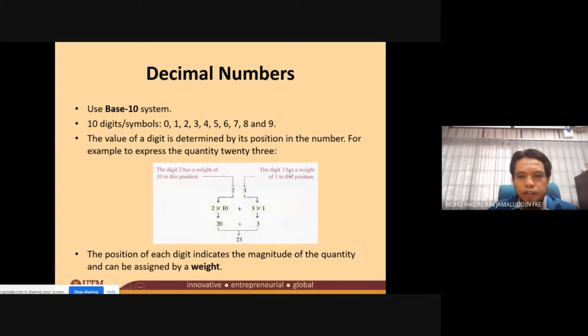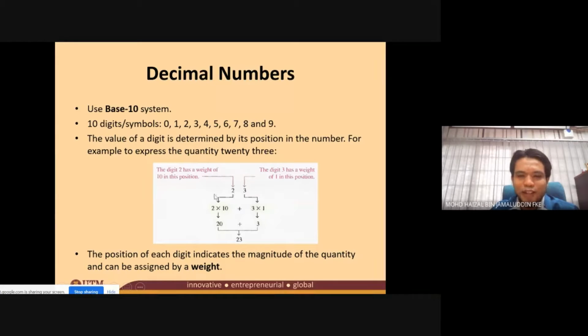The digit 3 has a weight of 1 in its position, so 3 times 1 is 3. And the digit 2 has the position weight of 10, so 2 times 10 is 20. If you have 223, then the weight of the first 2 will be 100. What it means is that the position of each digit indicates the magnitude of the quantity and can be assigned a weight.